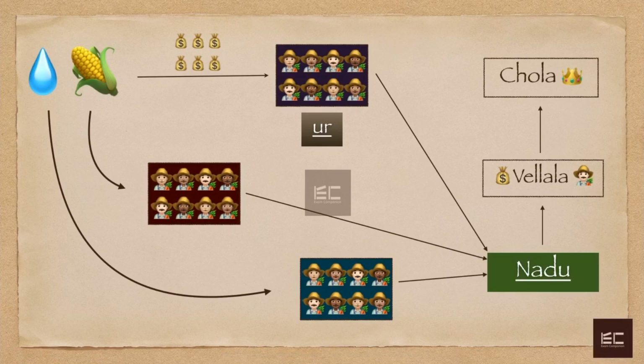A quick recap. With the spread of irrigation and agriculture, peasant groups called Ur became rich. Many Ur groups together formed larger groups called Nadu. Nadu used to collect taxes and deliver justice. The Nadu groups were controlled by some rich peasants of Velala caste, who worked under the supervision of the Chola king. Ur, Nadu, rich Velala peasants, and the Chola kings. That's the order. We will discuss some important terms that may come in your exam.